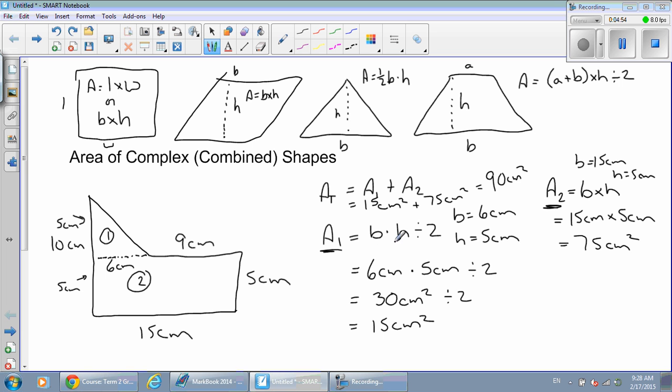I'm going to do one more in another video, just an example of a combined shape that doesn't add, but has a hole in it. So in other words, it takes area away from the original shape. And that'll be in the next video.